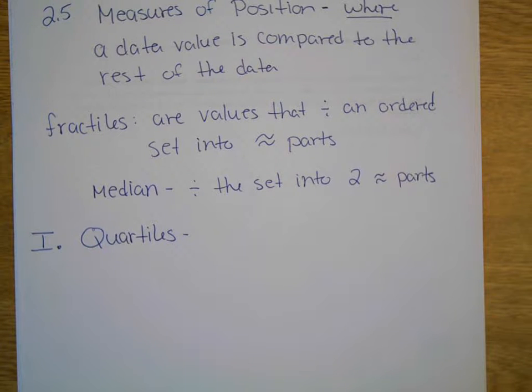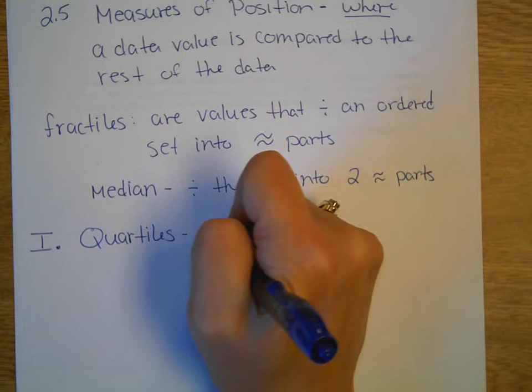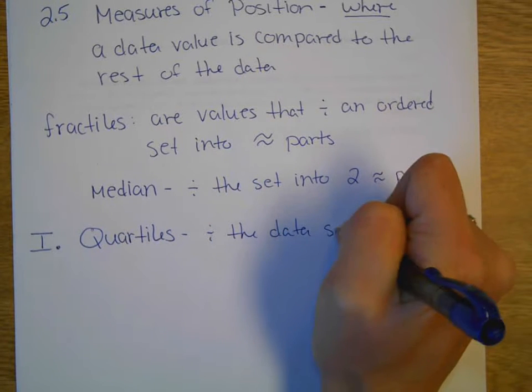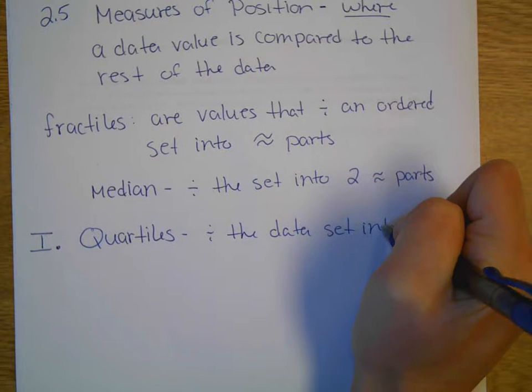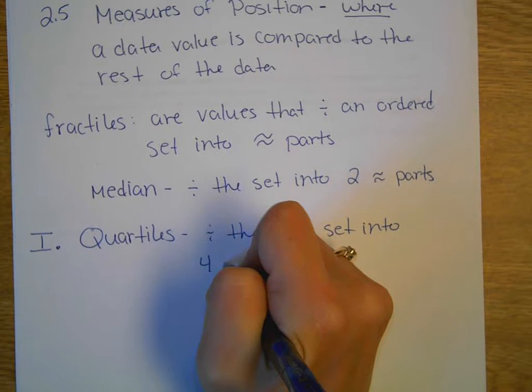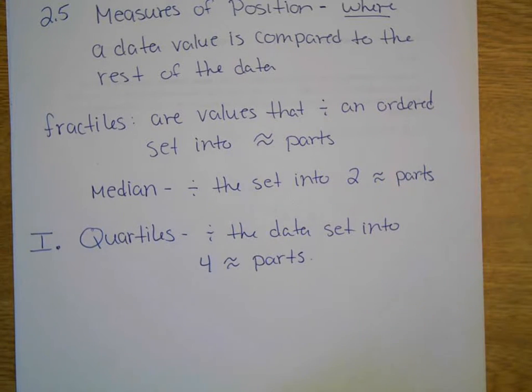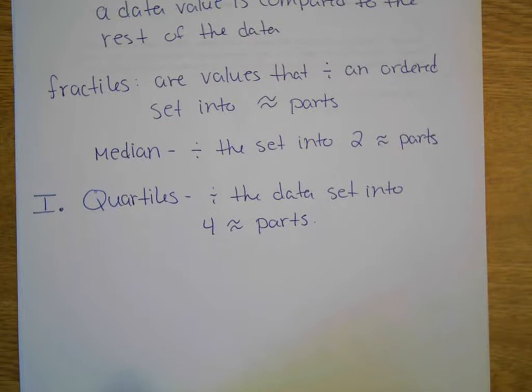Quartiles. How many equal parts do you think we're going to divide the data set into? Four equal parts. So quartiles divide the data set into four approximately equal parts. How many quartile values are there going to be? Think about a board. If you were going to take a long board and cut it into four equal parts, how many cuts would you have to make? Three cuts. So there are three quartiles.